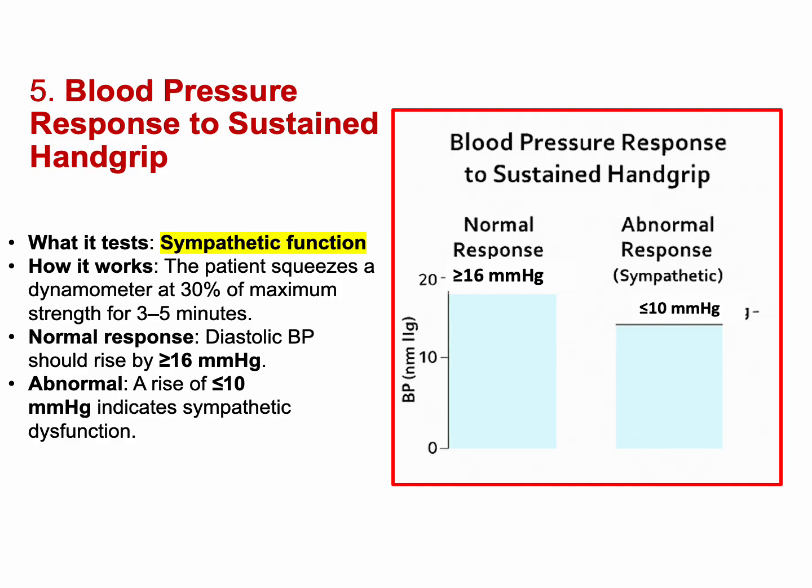suggests a sympathetic impairment. In the diagram, the sustained hand grip test checks sympathetic vasomotor tone by measuring diastolic BP during a prolonged grip. A rise of equal or more than 16 mmHg is normal. A blunted rise that is equal or less than 10 mmHg signals impaired sympathetic control and potential cardiovascular instability.